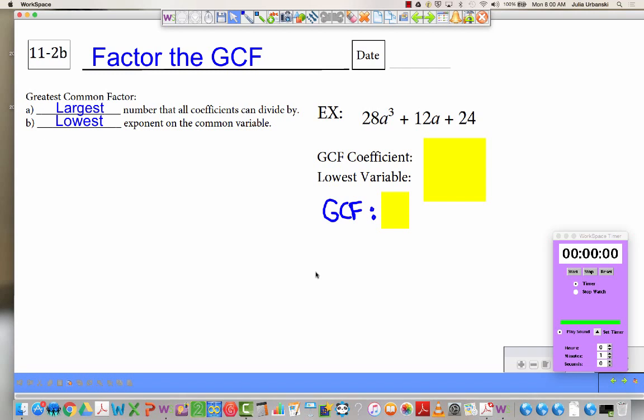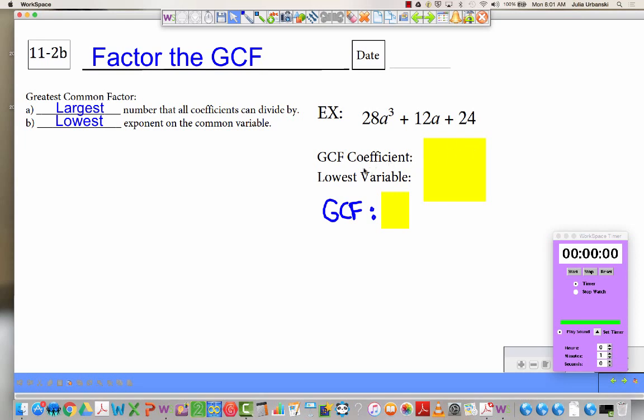Okay, so for the GCF, you find the largest number of the coefficients that can divide into everything, the GCF of all the coefficients. If you don't remember how to do that, there's multiple ways of being able to figure it out, and I'll show you one of them. But then you also take the lowest exponent, the smallest exponent on each of the terms, and we practiced this last semester a little bit.